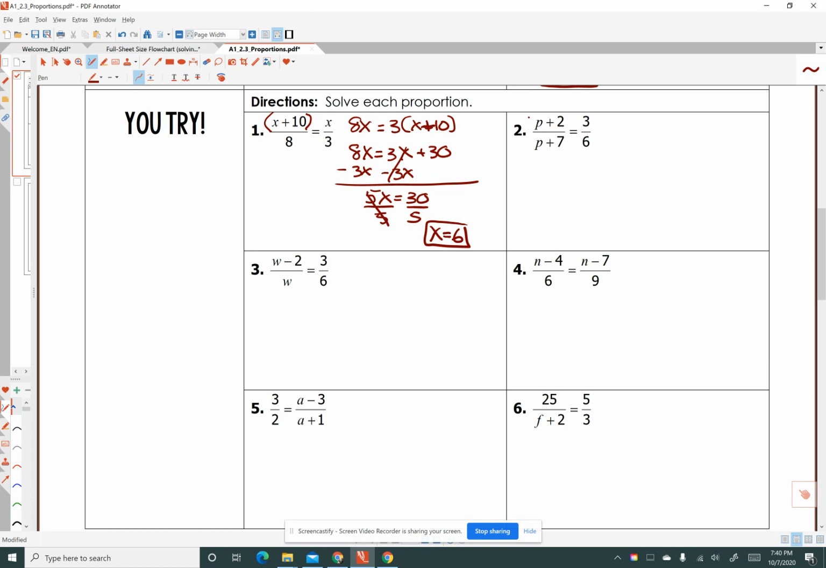Now, this is one of our more challenging ones. We'll group these terms together, and we'll have 3 times the quantity of p plus 7 equals 6 times the quantity of p plus 2. So let's see, let's distribute through. 3p plus 21 equals 6p plus 12. I'm going to move the p's over to the right this time. I'm going to move the smaller variable over to the larger.